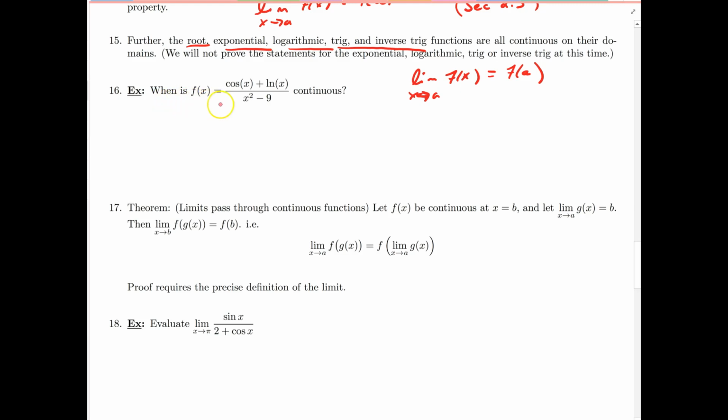Okay, so let's look at this function here. When is this function f of x equal to the cosine of x plus ln of x, all divided by x squared minus 9, continuous? Well, let's say a few things. The function cosine of x is continuous where? Well, we said that trig functions are continuous on their domains. What's the domain of the cosine function? Its domain is all real numbers. Okay, so when is the cosine function continuous? On all real numbers.